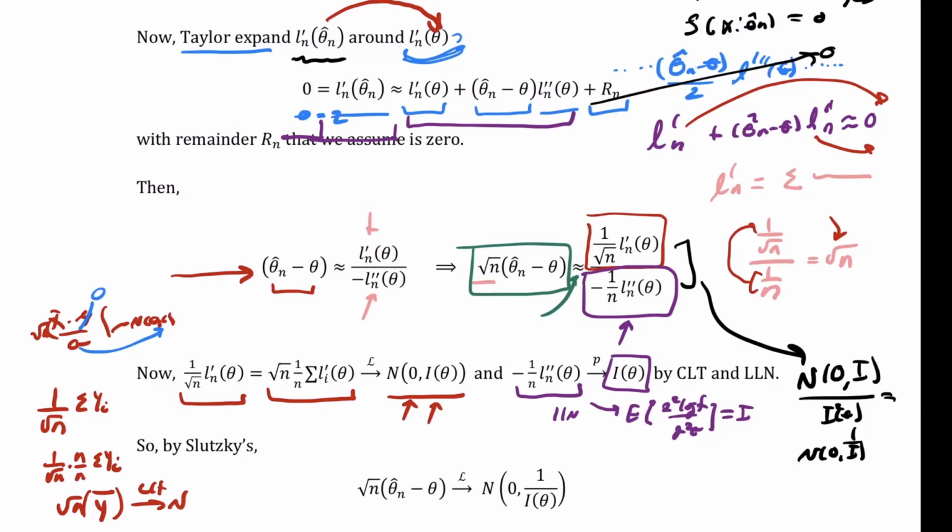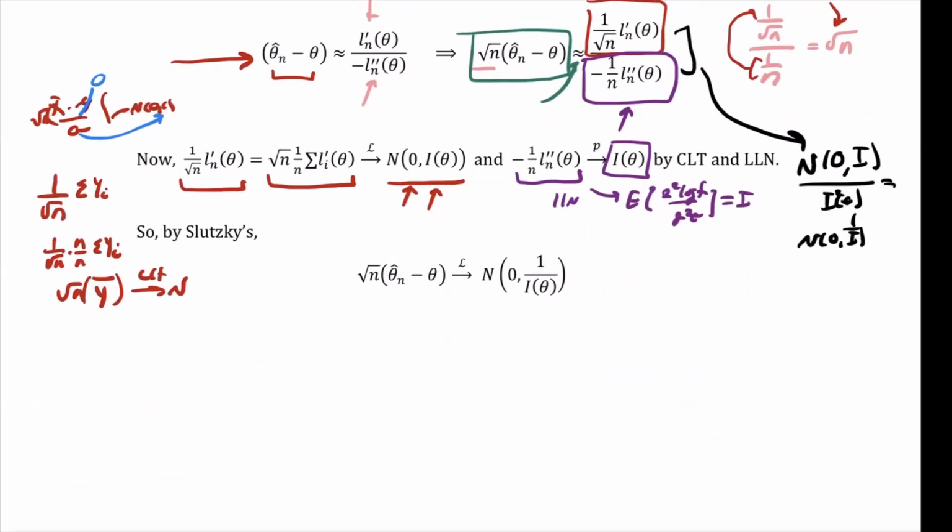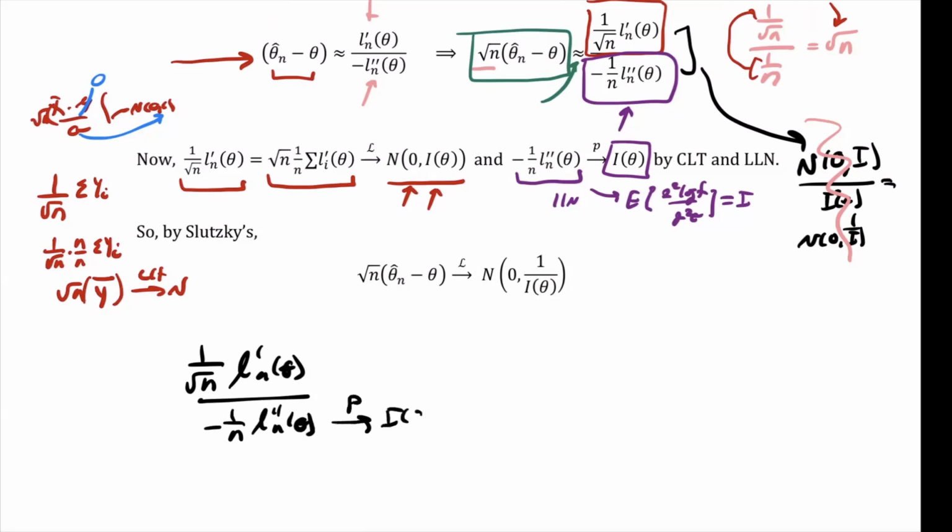The way to see this is, okay, let me think of a clearer way to do this. Let's find some room to write down here. So I have 1 over the square root of n, l prime n theta, over minus 1 over n, l double prime n theta. The bottom is going to converge in probability to a constant, I theta. And the top is going to converge to a normal with the variance of I theta.